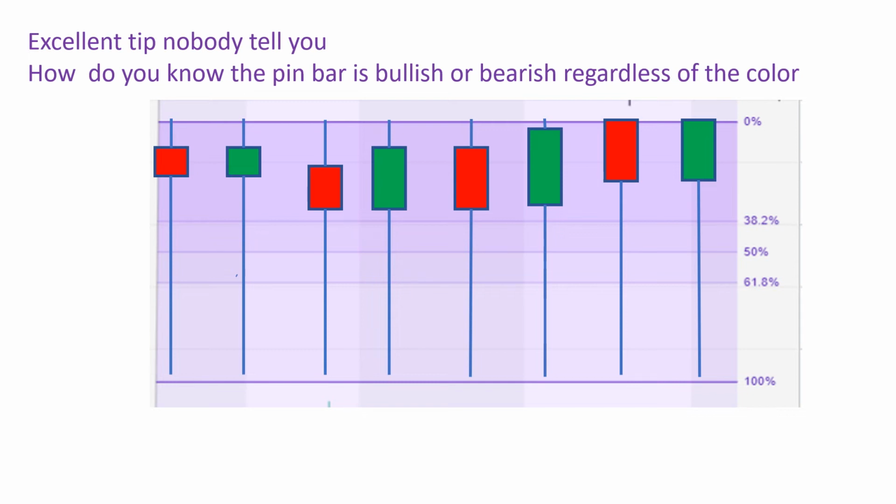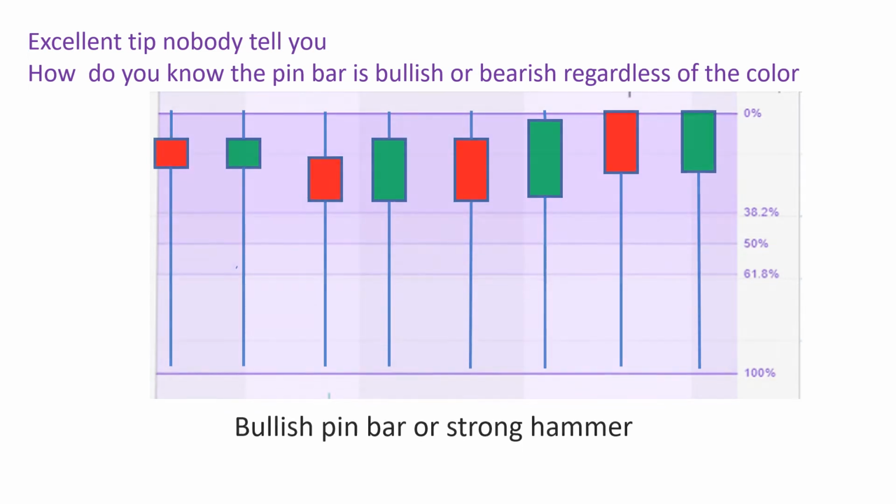Now, if the body of this candle is between 0 and 38.2%, then we consider these pin bars as bullish pin bars or a strong hammer regardless of the color.